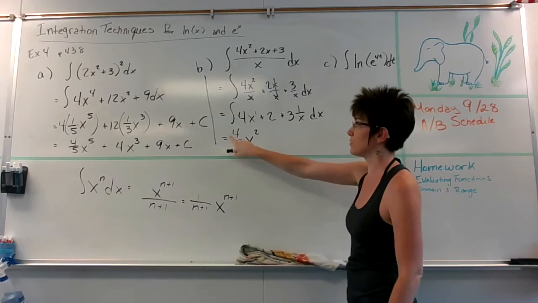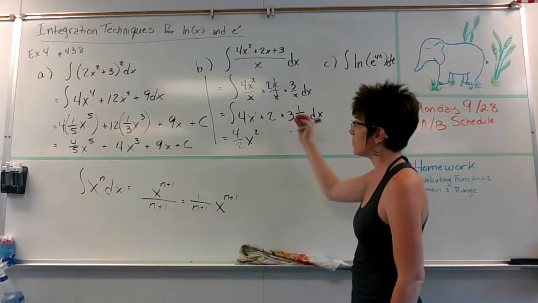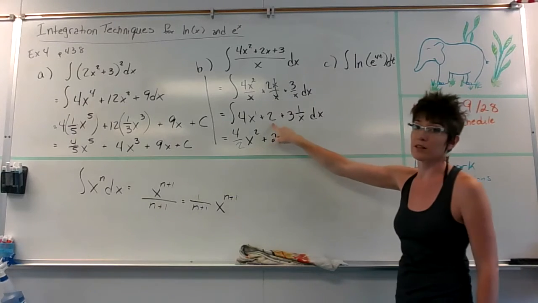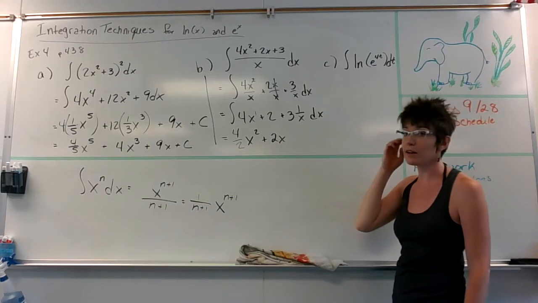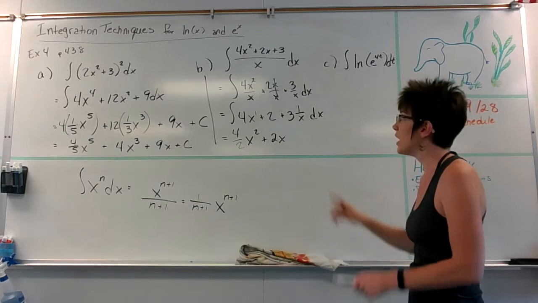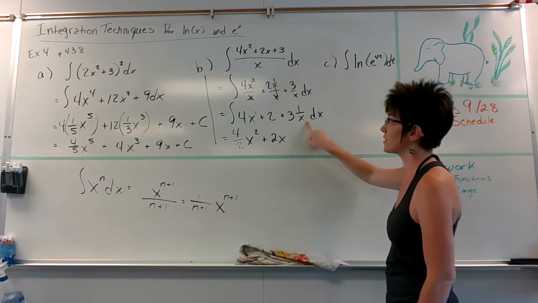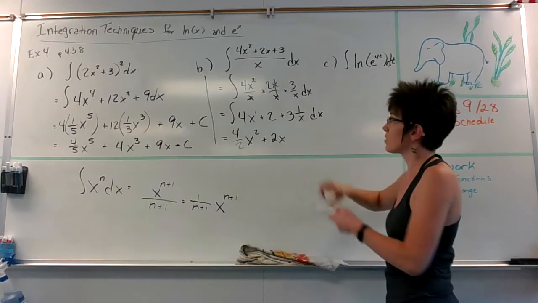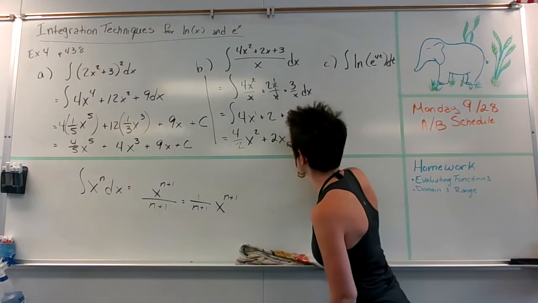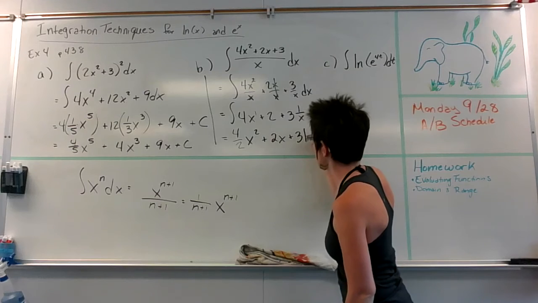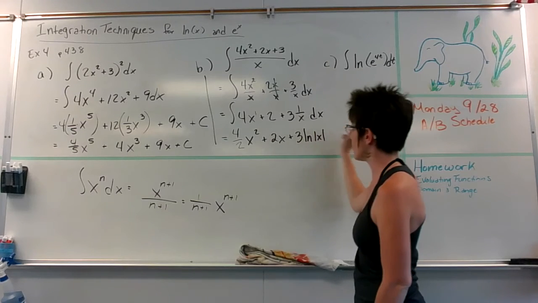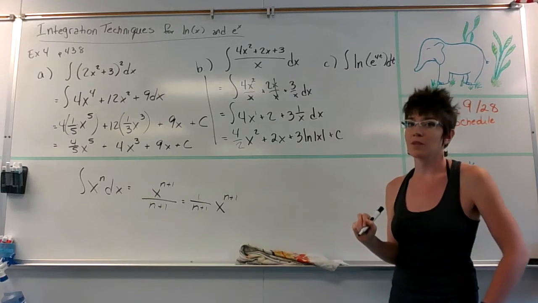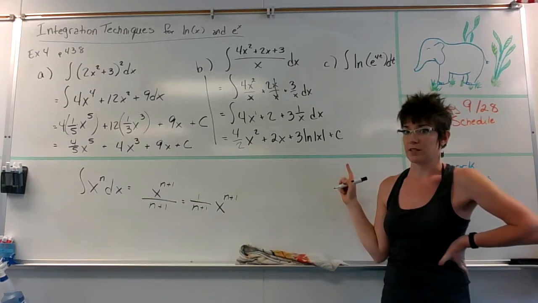So this becomes 4 divided by 2. This one would just become 2x. 2 is a constant number, so we throw an x on the back of it when I take an antiderivative. And then here, my 1 over x, that's that really special function. It's natural log of x. So this part just becomes plus 3 times the natural log of absolute value of x, and then plus c right there. So that's our antiderivative for this one.